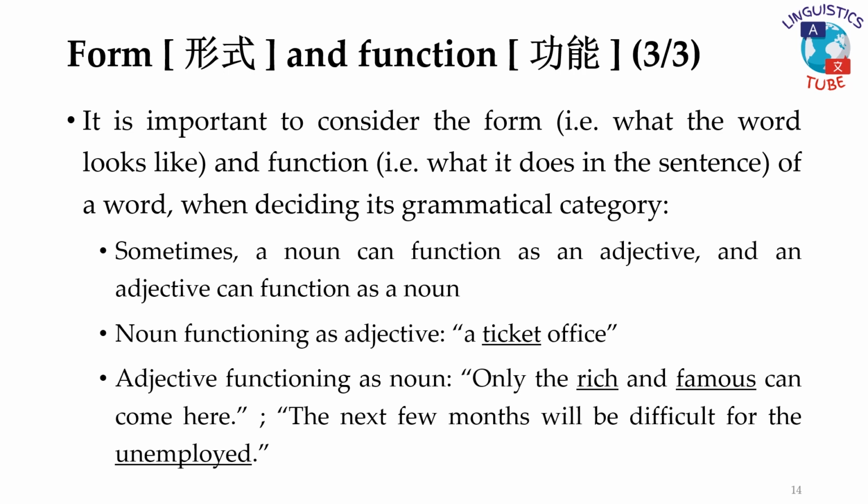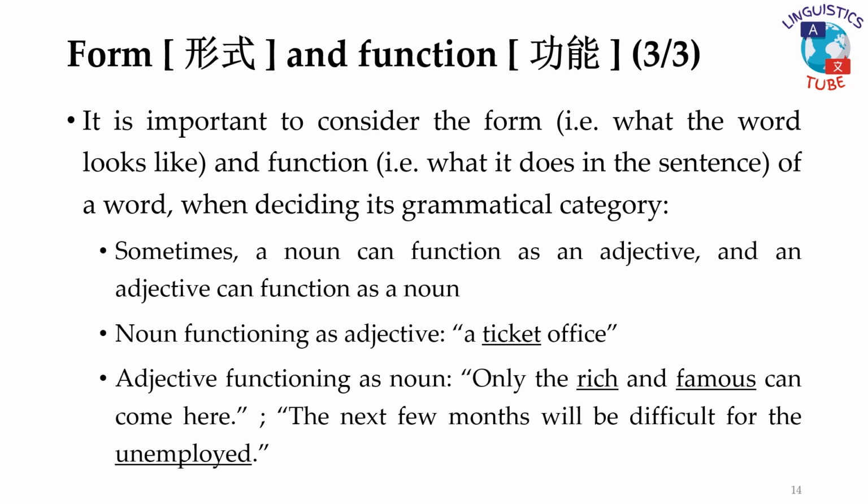Here are two examples of the opposite situation. Only the rich and famous can come here. The next few months will be difficult for the unemployed. Rich, famous, and unemployed are all adjectives, but they function here as nouns because there is no noun before or after them. As you can see, the definite article the is commonly used before an adjective functioning as a noun.